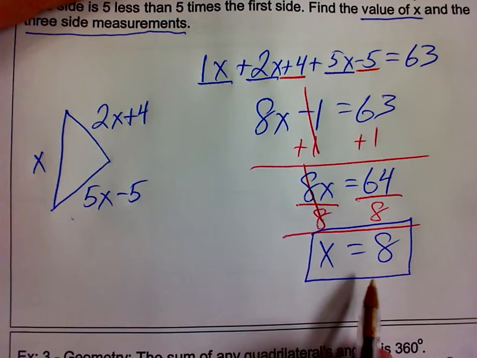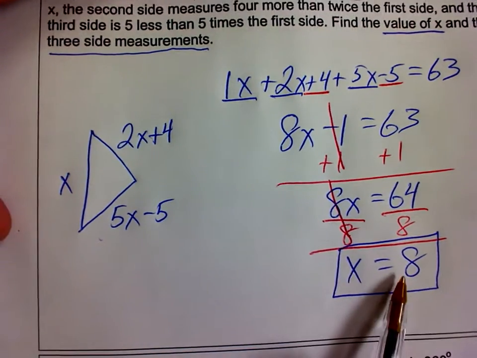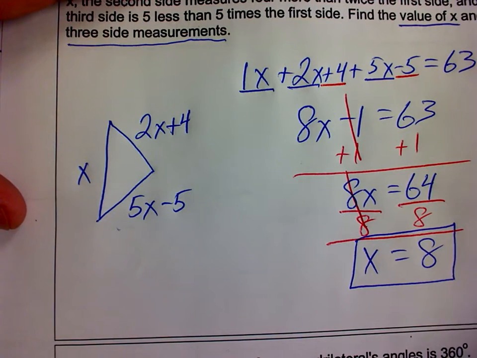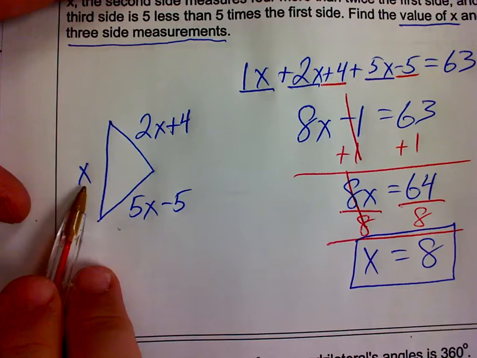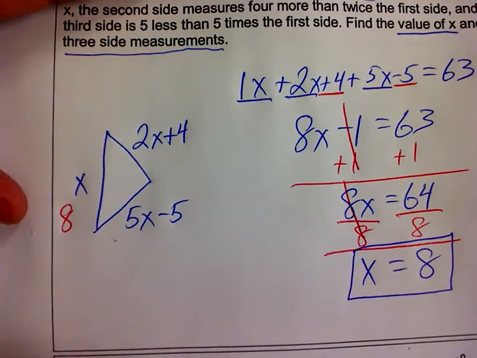This one's nice. It turned out to be an integer, which is going to be a lot easier because, yes, this is part of our answer, but we also want to plug this into everywhere we see an x to get our additional values. Now, what's easy is this one's just x, so really when we plug it in, it's still going to remain 8.